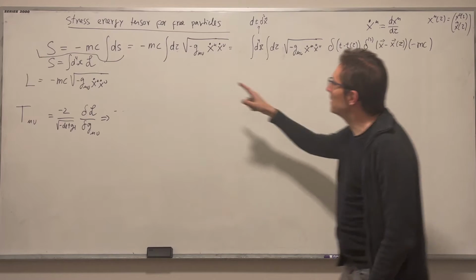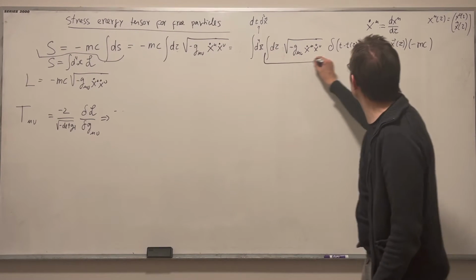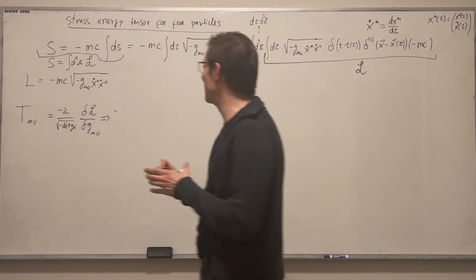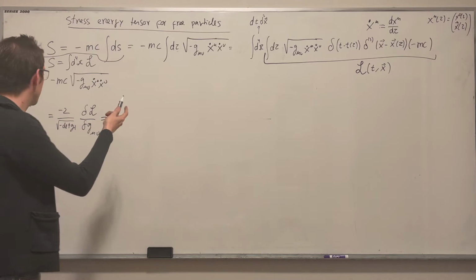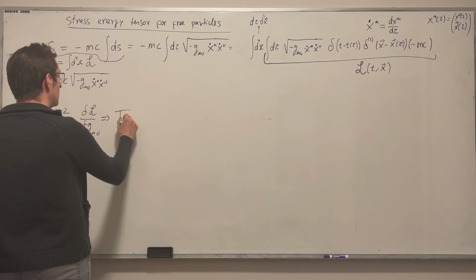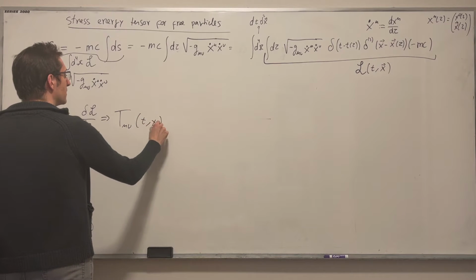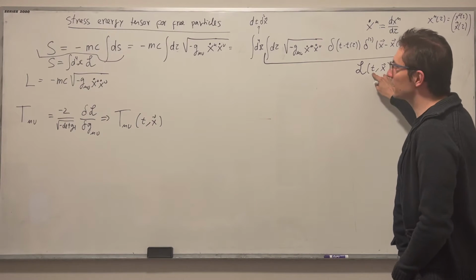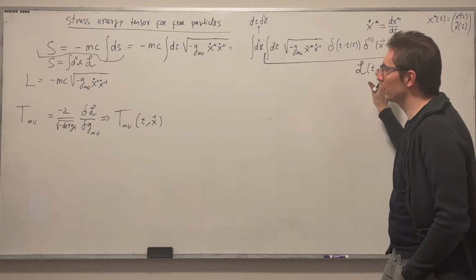Now notice that the minus mc I put here because I want the convenience of being able to single this out as the Lagrangian density for the free particle. So now calculating the stress energy density is easy because we know that this is going to be T mu nu on t, x, right? It's a tensor field on the coordinates t, x. Remember, this is the Lagrangian density evaluated on the coordinates t, x, that once I integrate with respect to t and with respect to x, I get the action, okay?